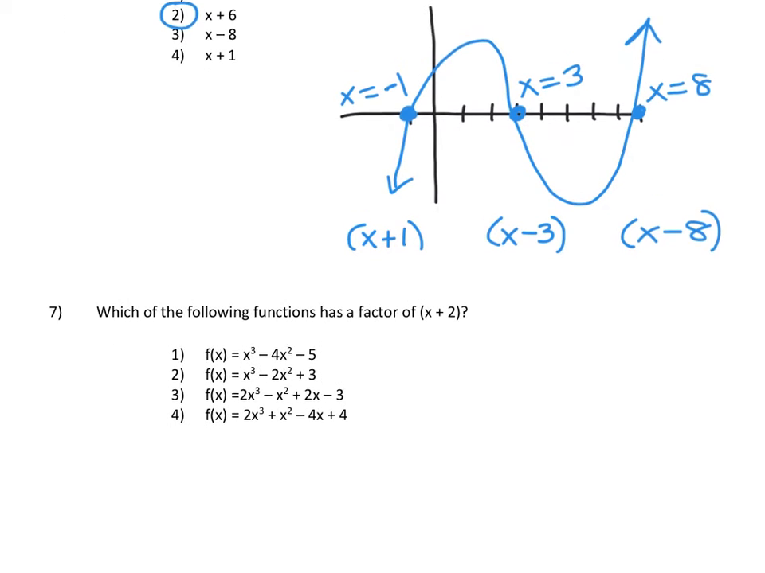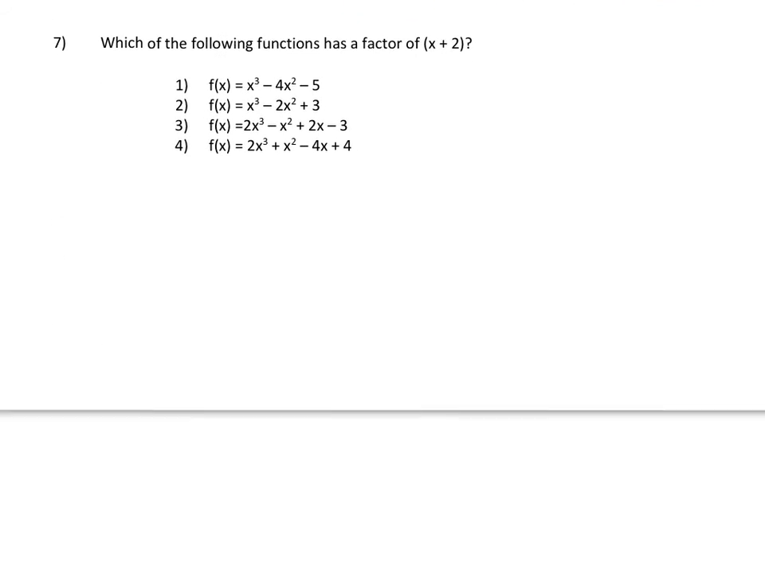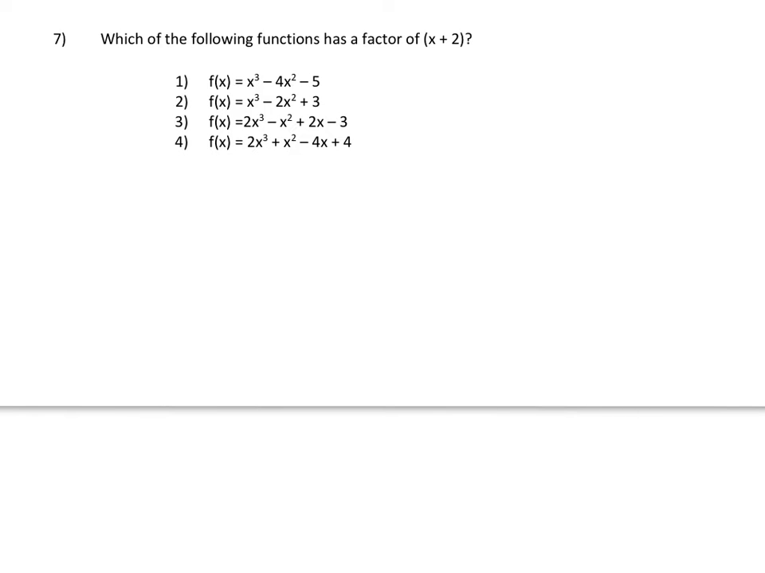Okay, number 7. Which of the following functions has a factor of x plus 2? Well, I'm going to do this one kind of the same way I did the last one. I'm going to graph these one at a time. And if it has a factor of x plus 2, doesn't that mean that the graph should have a 0 at x equals negative 2? Okay, so hit pause and graph these in your calculator one by one and see which one touches or crosses through the x-axis at x equals negative 2.